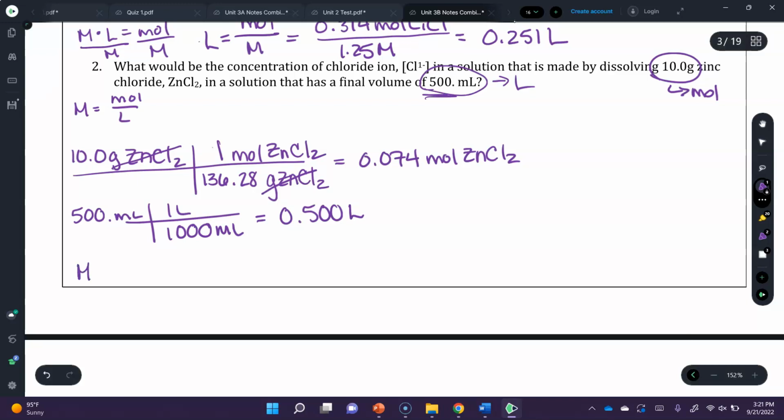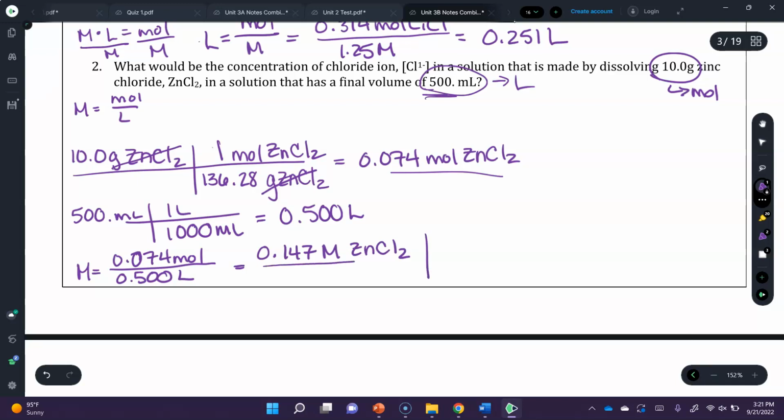Now we're ready to calculate our molarity, which is moles over liters. So this one, 0.074 moles over 0.500 liters. And we should get 0.147 molar zinc chloride. Now we need to change it to just chloride, so we use a ratio.